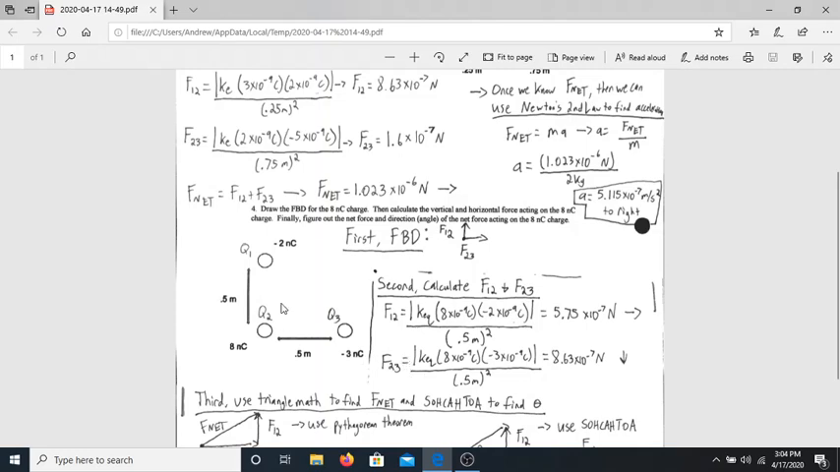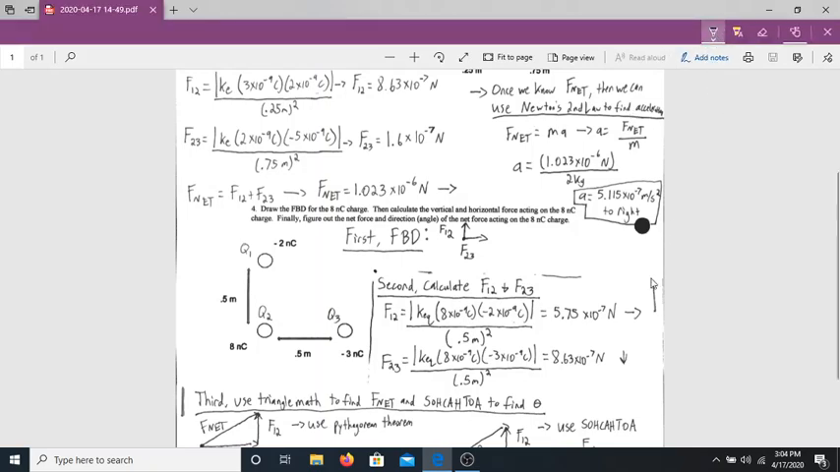F23, charge 2 and charge 3, same deal. Calculate it out. It's 8.63 times 10 to the negative 7th newtons. This should be going to the right. So again, I have butchered this, so you can basically ignore that. Ignore that. This is going right. This is going up. Okay?